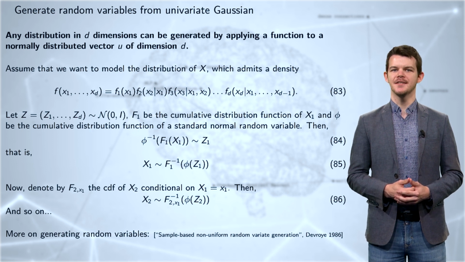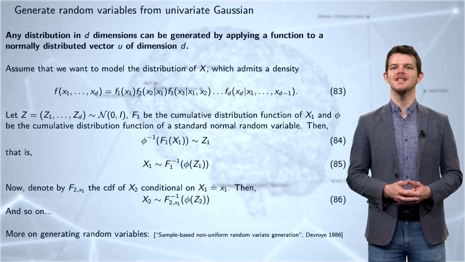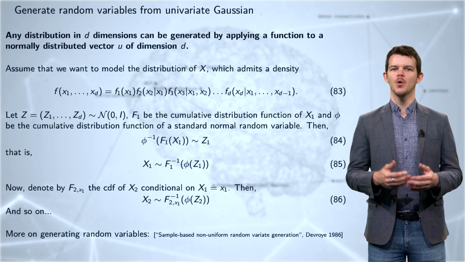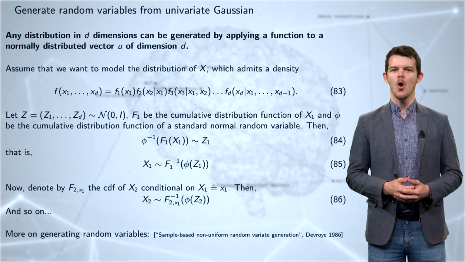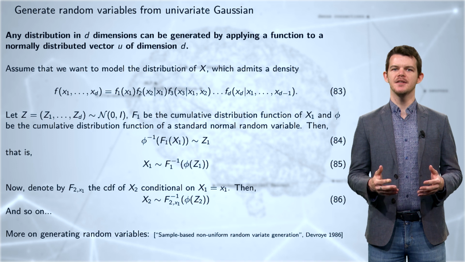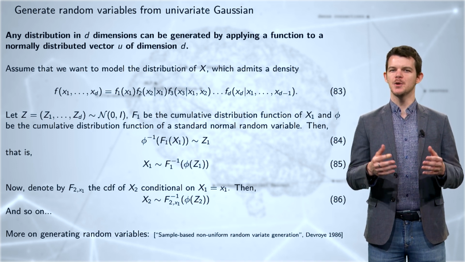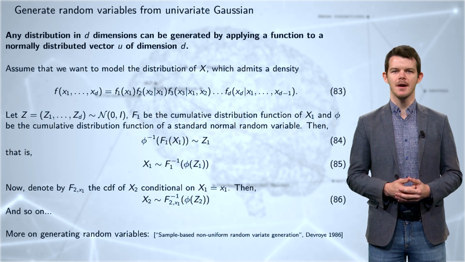Then we can apply exactly the same reasoning as before, and we end up with x2 being distributed as stated in equation 86. Repeating the same process allows us to generate a d-dimensional vector x following the pre-specified distribution where all components are functions of the vector z, which is normally distributed. If you want to know more about this statement and how to generate random variables, you can look at the paper below.